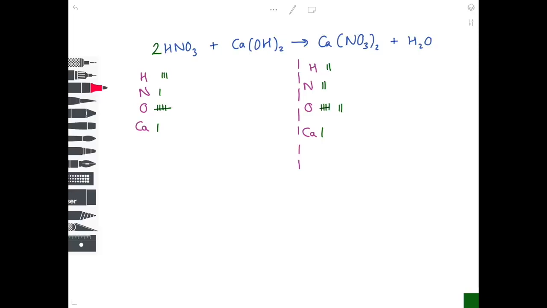And now readjust your tally. So you now have 4 hydrogens, 8 oxygens, 2 nitrogens. So the nitrogens are happy, the calcium is happy, but the oxygen hydrogens aren't. So I'm going to put a 2 in front of water to make that 4 hydrogens. And now adjust the oxygens, so you now have 8 oxygens. And look, the whole thing is balanced because you have 4 hydrogens on both sides, 2 nitrogens, 8 oxygens, and 1 calcium, so that is indeed balanced.